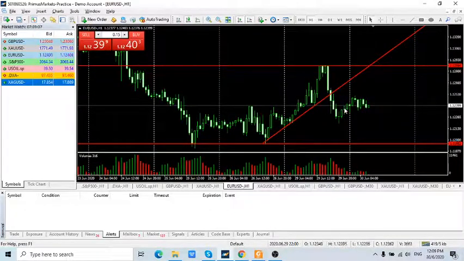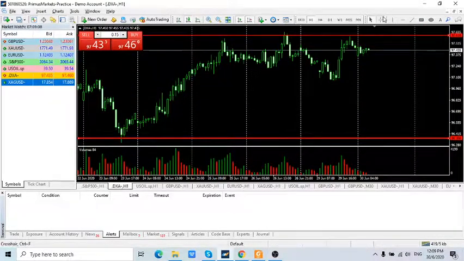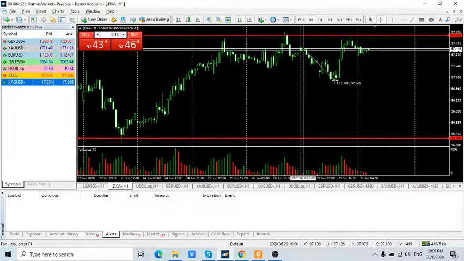Euro dollar shows a pretty much similar story as the US dollar was weakening throughout the Asian and UK trading session.